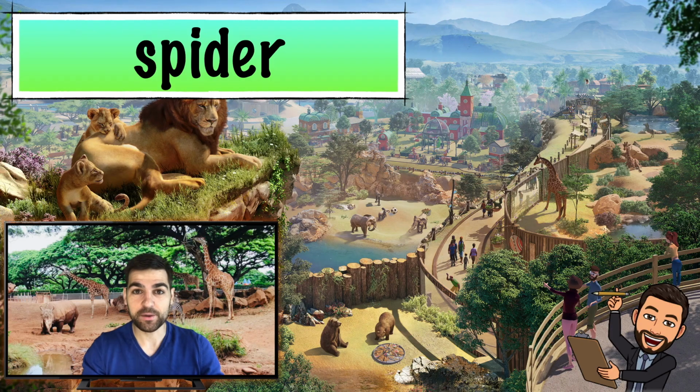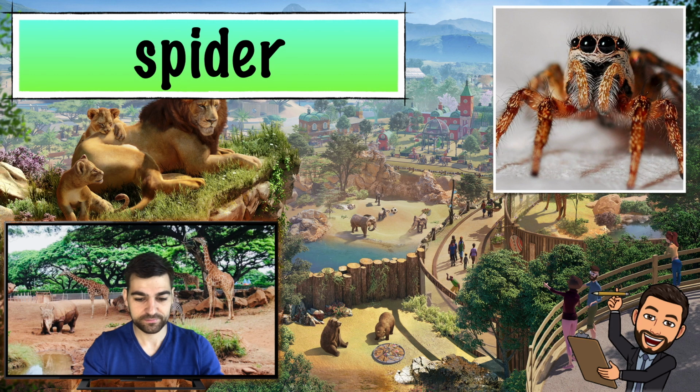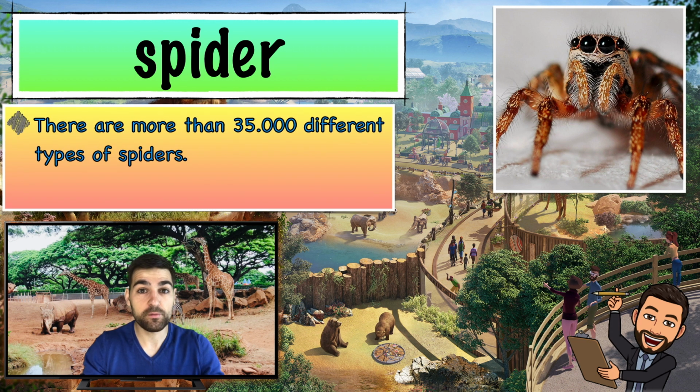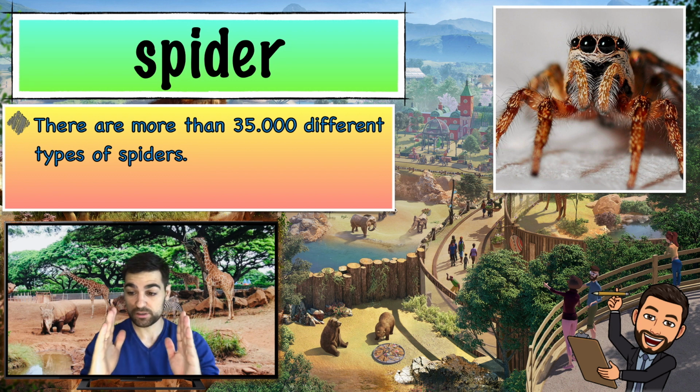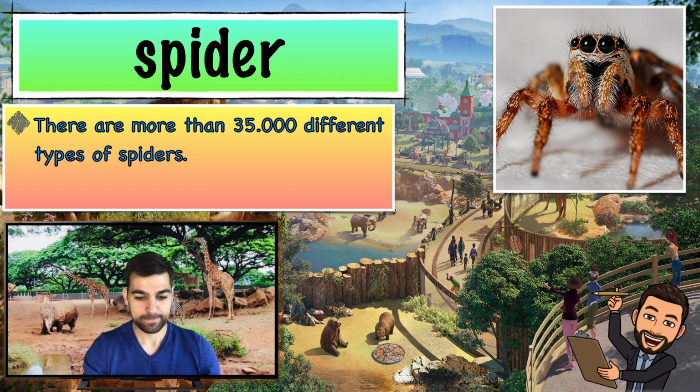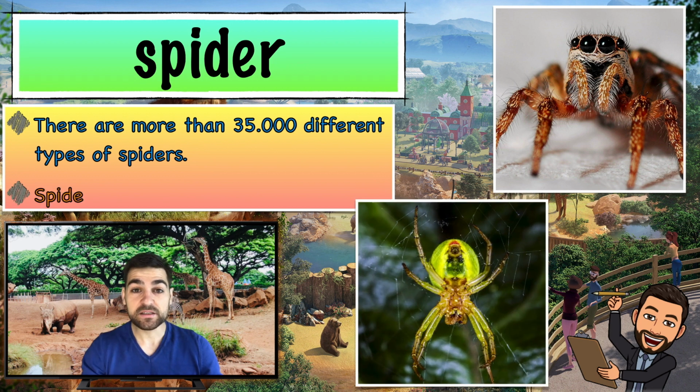Our next animal is the spider. Now, did you know that there are more than 35,000 different types of spiders? That's just so impressive. So there are really small spiders and there are really big spiders like this. And spiders have 8 legs. So this is important to remember. There are 35,000 different species of spiders, but all of them have 8 legs.